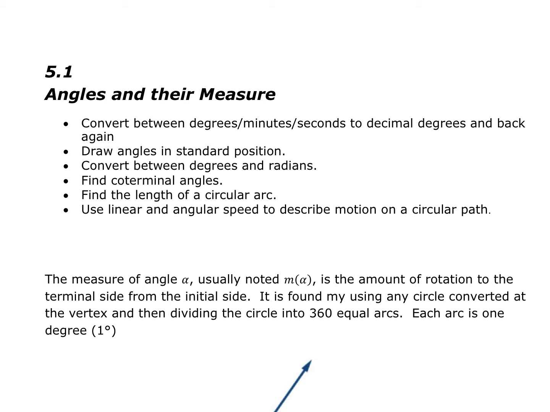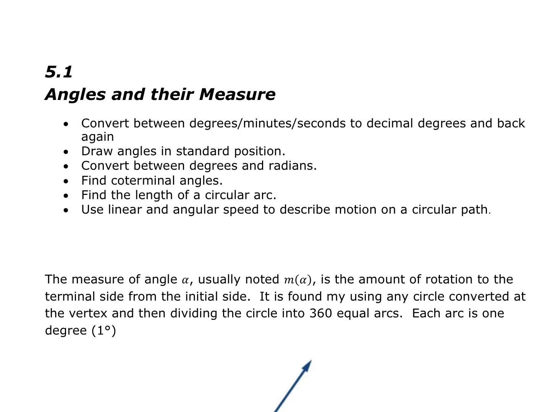We're going to find coterminal angles. We're also going to find reference angles, although it's not listed there as one of our outcomes. We're going to find the length of a circular arc, and then we're also going to find the area of a sector. And again, that's not listed, but we are going to cover that in this video. We're going to use linear and angular speeds to describe motion on a circular path as well.